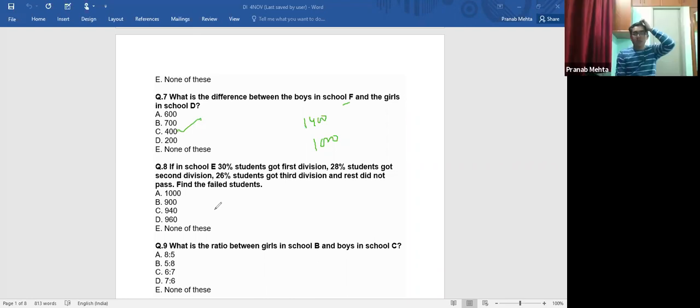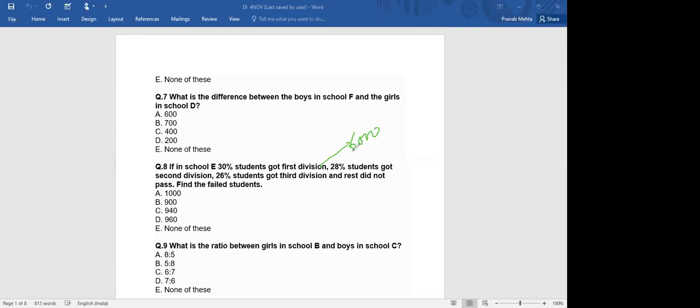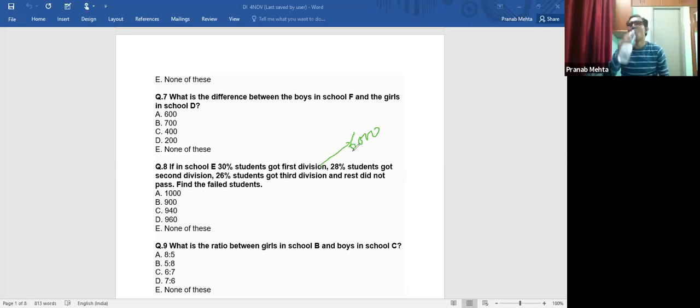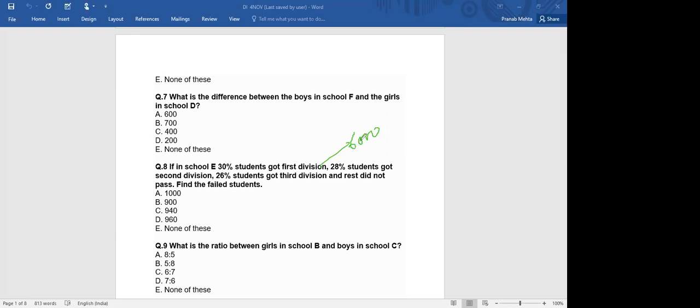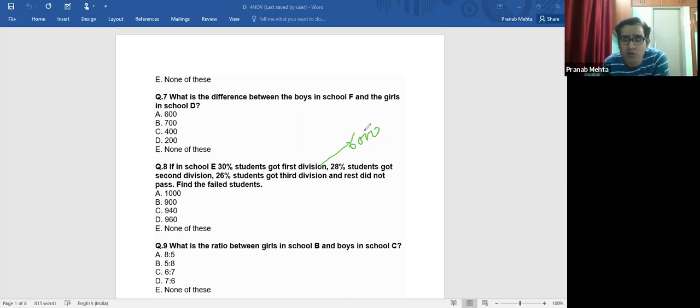In school E, 30% of students got first division, 28% got second division. Okay, we are talking about school E. In total, how many students are there in school E? 6,000. Yes or no? Girls, no response from you people. Total number of students in school E is how much, dear? 6,000. Don't sleep. Be active. So the total number of students in school E is 6,000.